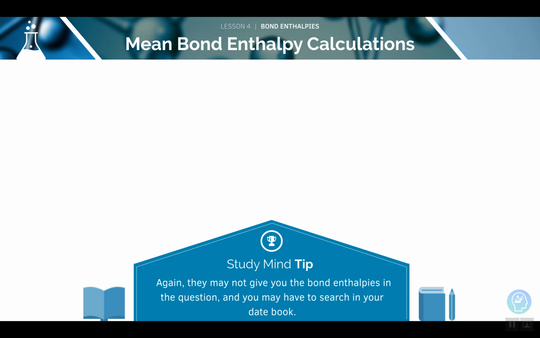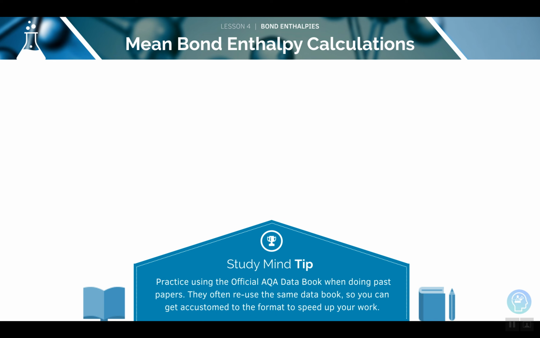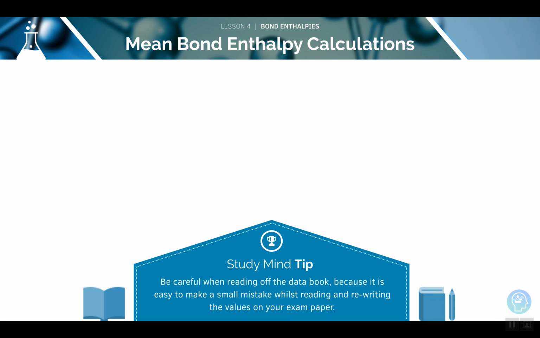Again, you might have to use the data book to find the bond enthalpies you need to answer the question. You should become familiar with using the AQA data book when doing your past papers. This will save you a lot of time in the real exam. Be careful when you use the data book in the exams though. It's easy to make mistakes when copying the values onto your exam paper.